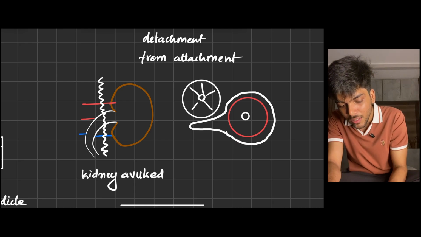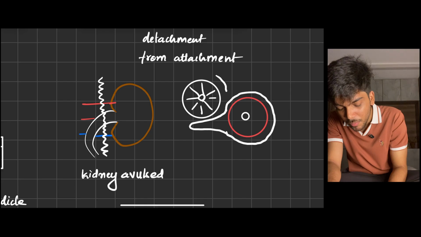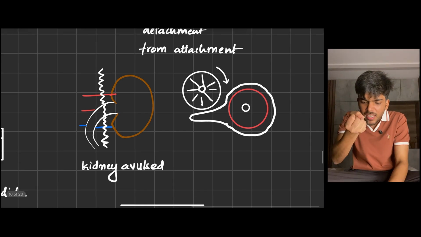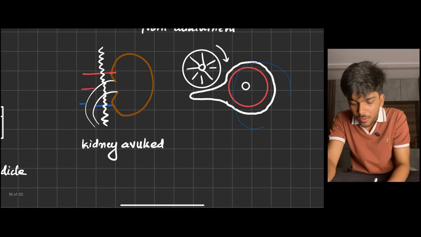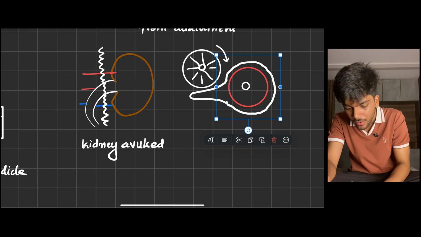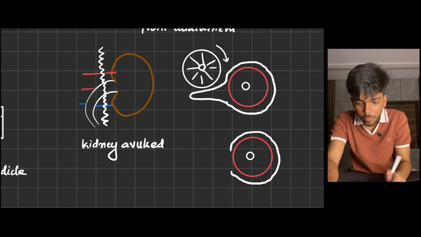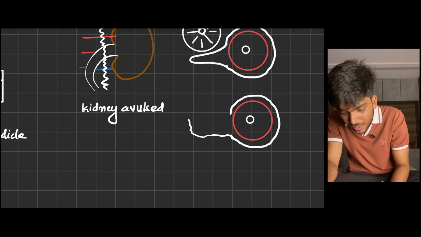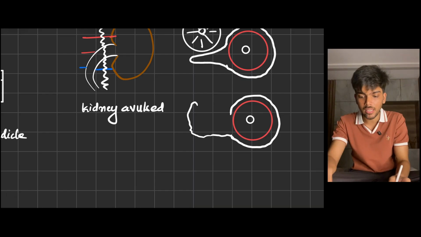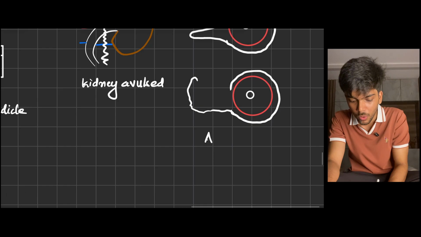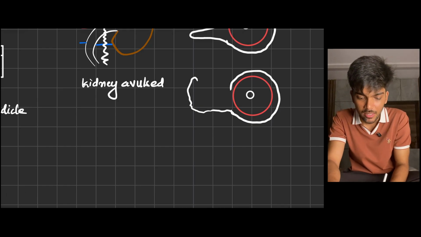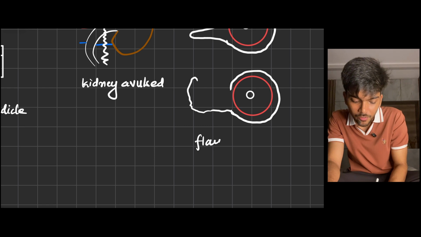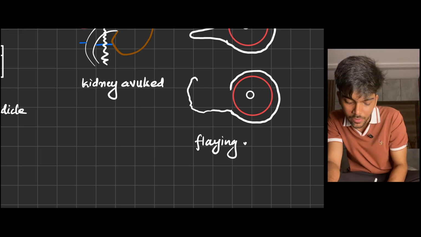As the tire spins around, it pulls the skin and completely rips it apart. It detaches the skin as well. This is also avulsion. What type of avulsion is this? This is referred to as flaying of skin.